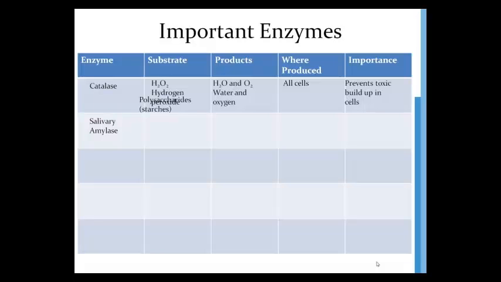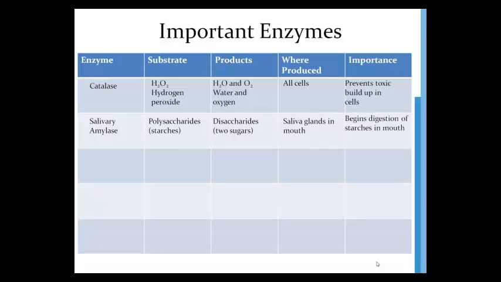Salivary amylase, that is an enzyme that acts on polysaccharides or starches to break them down into smaller disaccharides, which means 2 sugars. This is produced in the saliva glands in your mouth, and it begins digestion of starches in the mouth. That means that if you eat something like crackers or something that's made of carbohydrates, the amylase in your mouth will break that down. If you were to eat something with protein in it, there's nothing in your mouth to break apart protein, so that would just sit there and rot until the bacteria got to it. So it's a good thing that we have salivary amylase to help speed up digestion.